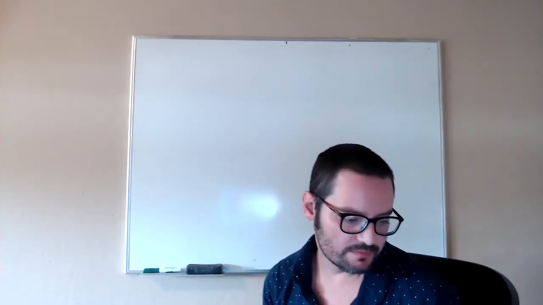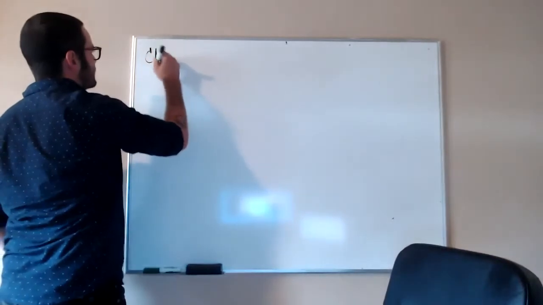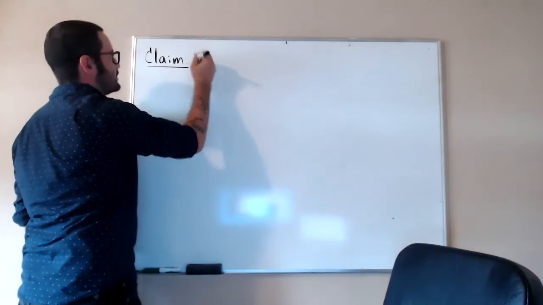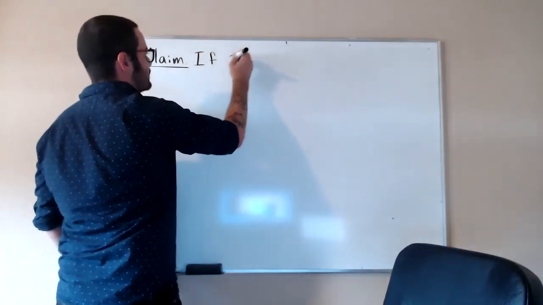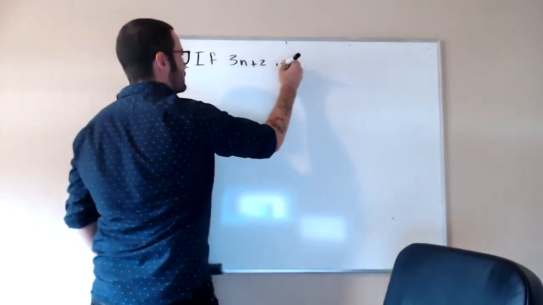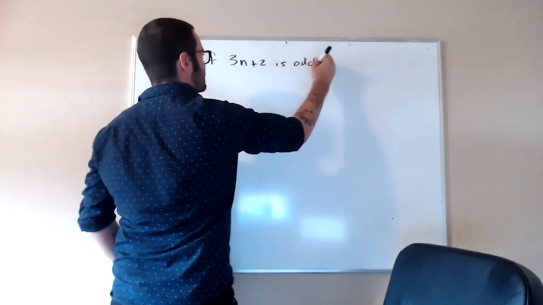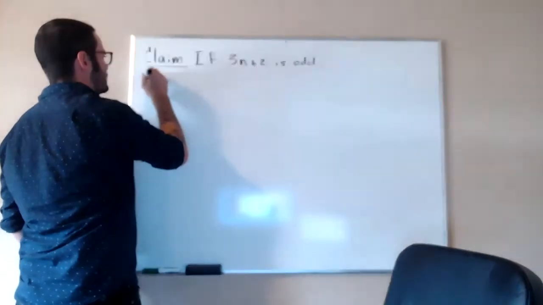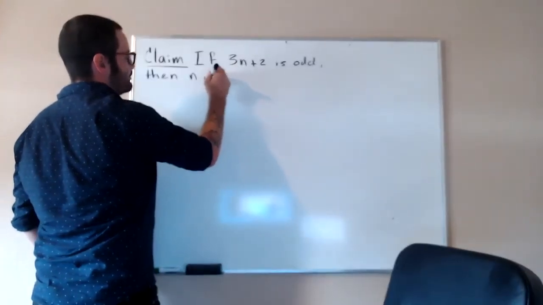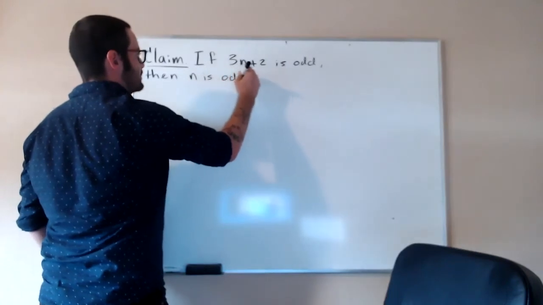Okay, so let's start with a claim. Claim: if 3n plus 2 is odd, then n is odd.